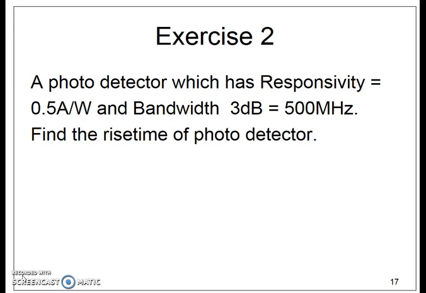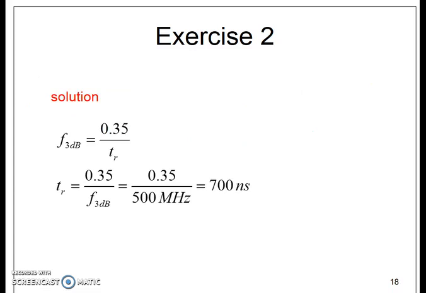Okay, in order to solve this question, you need to know a new formula. The new formula is F3 dB equals to 0.35 divided by rise time. So 0.35, and then we know the 3 dB bandwidth. So replace the values given in the formula. We have 0.35 divided by 500 MHz. So we get the rise time is 700 nanosecond. Please remember this formula as well because it is not given in the previous slide.